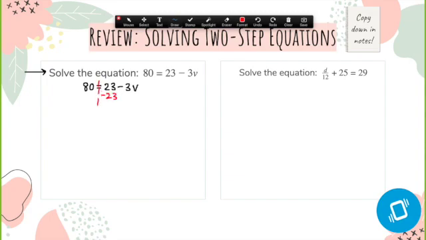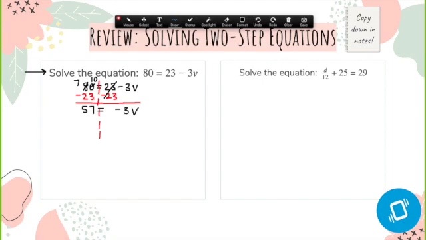And I'm just going to cut the equal sign right here so that I know that whatever I do to one side, I have to do to the other. So I'm going to subtract 23 on both sides. When I do that, I get 80 minus 23. That equals 57. 10 minus 3 gives me 7. 7 minus 2 gives me 5. And these two cancel out, and I drop down the negative 3v.